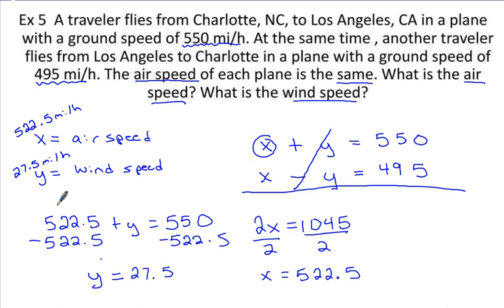Okay, so let's write this question. What does it say? The airspeed of the plane is, what's the airspeed? The airspeed is 522.5 miles per hour. And you can write out miles per hour, guys, if you don't want to put the mi/h. That's just the way they put the unit on there, so that's the way I did it. So miles per hour, and the wind speed is 27.5 miles per hour.